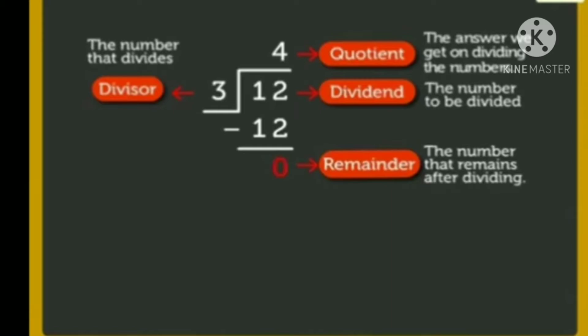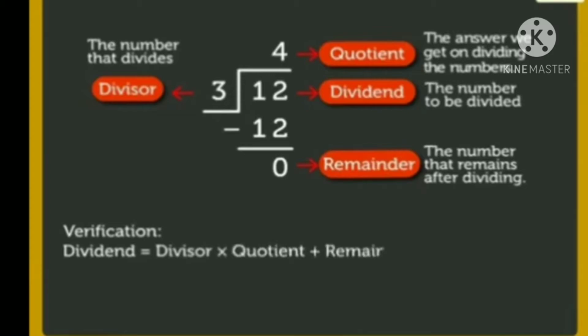So this is a division sum. Here 0 is the remainder, 3 is the divisor, 4 is the quotient and 12 is the dividend. Dividend is nothing but the number which is to be divided. This we can verify using a formula. Now here is the formula for verifying whether the sum is correct or not. Dividend is equal to divisor into quotient plus remainder.